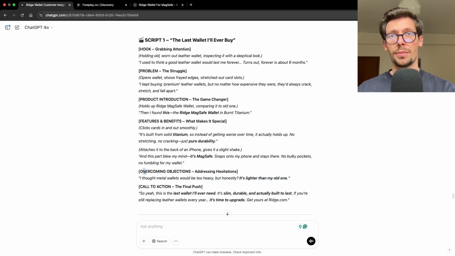Here again, overcoming objections, because based on the research, we know that people think this might actually be heavy. And then call to action. So yeah, this is the last wallet I'll ever need. It's slim, durable, and actually built to last. If you're still replacing leather wallets every year, it's time to upgrade. Get yours at rich.com. Now this is already really, really good.